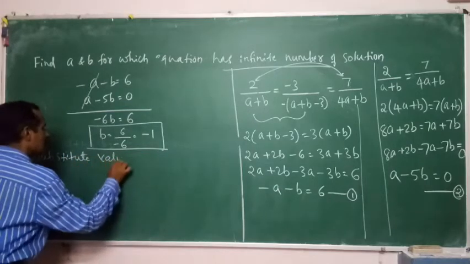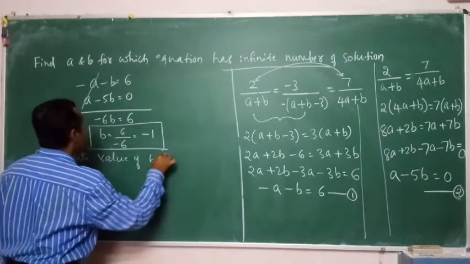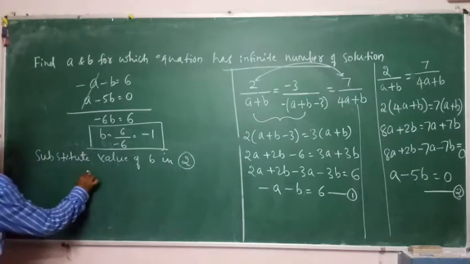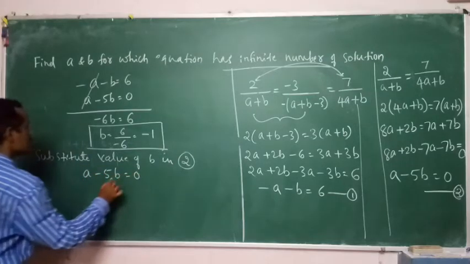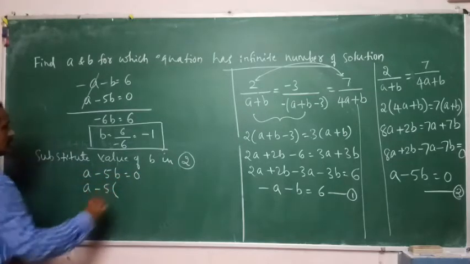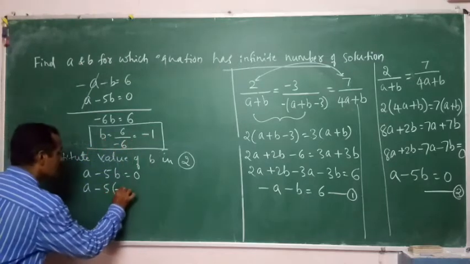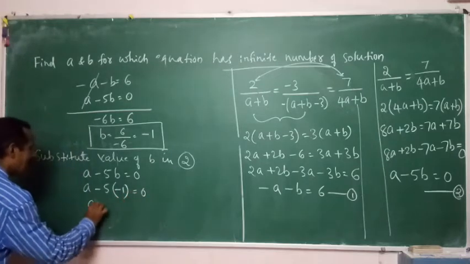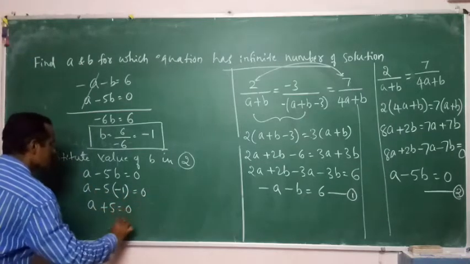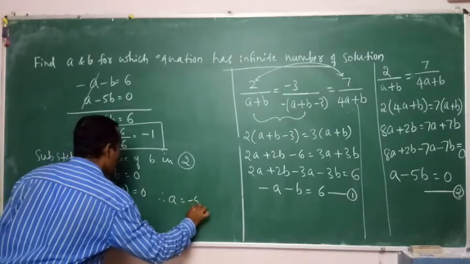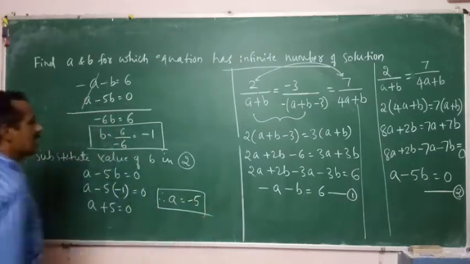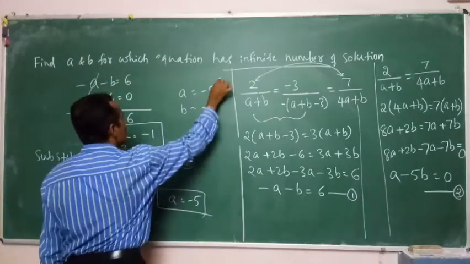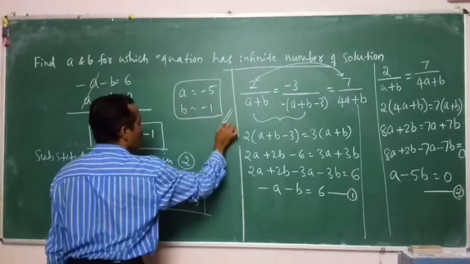Substitute the value of B in any one of the equations. I will substitute in equation number 2. A minus 5B is equal to 0. A minus 5 into B value, which is minus 1, is equal to 0. A plus 5 is equal to 0. Therefore, A is equal to minus 5. That is the end of the problem. You got the answers. A is equal to minus 5, B is equal to minus 1.